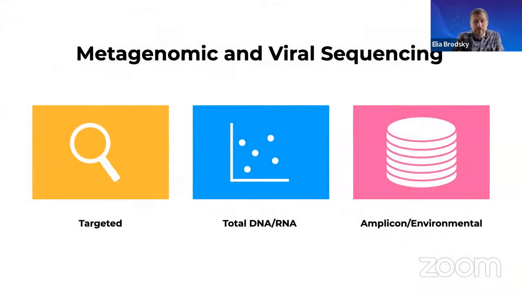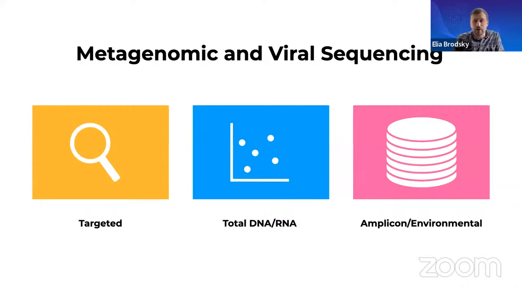Metagenomic and viral sequencing can be of several different types. Specifically, we can look at targeted regions that we already know. For example, ribosomal RNA is one way to look at only bacteria, because bacteria have ribosomal RNA that is different in structure from, for example, human ribosomal RNA. And so that's how we can amplify a particular type of sequence to identify only bacterial DNA or RNA.